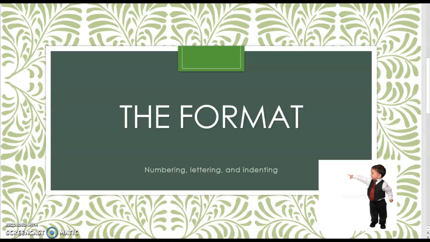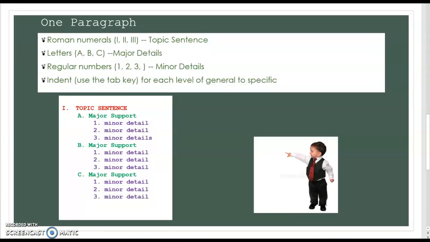So here's the format. You use very specific numbering, lettering, and indenting, and it can look like this. So you use Roman numerals to indicate topic sentences. One thing to remember is the thesis statement never gets any kind of identifier. You don't need a number, you don't need a letter, you just have to write the complete sentence. So Roman numerals are for topic sentences, capital letters are for major details, and then you use your regular numbers for the minor details. And you always have to indent depending on the level of specificity that you're working on.